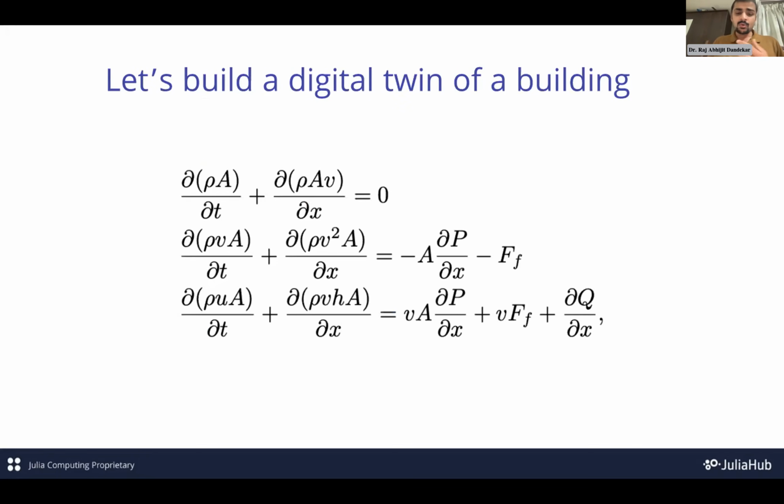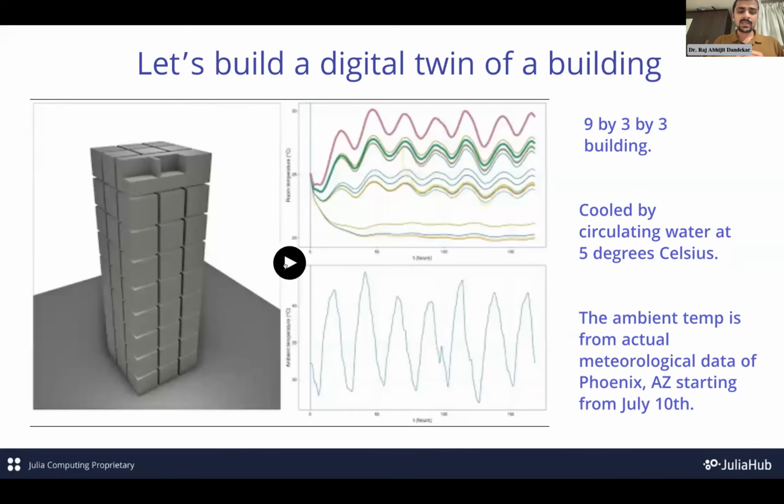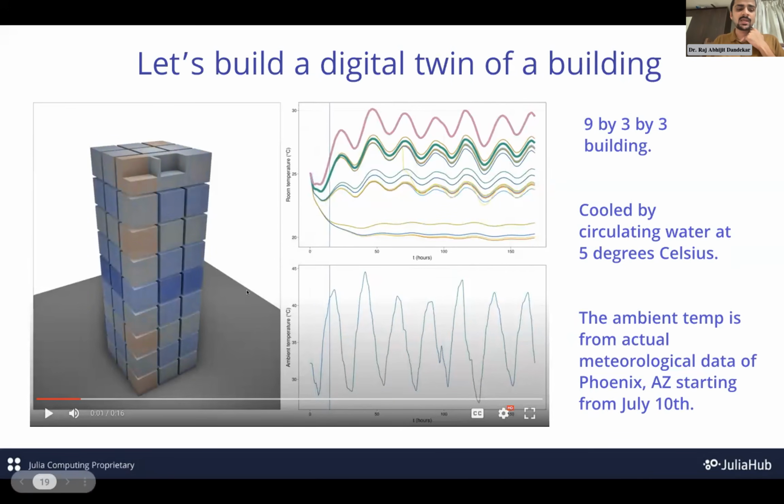Now, after going through this introduction, I'm going to tell a bit more about what essentially we are trying to model here. So we have a 9 by 3 by 3 building, as you can see here, and it's cooled by water circulating at 5 degrees Celsius. The ambient temperature is from meteorological data in Phoenix, Arizona. Through a live coding session, which will follow this slide, we will show how we can model the temperature of different rooms in this building and obtain plots such as the ones shown here.